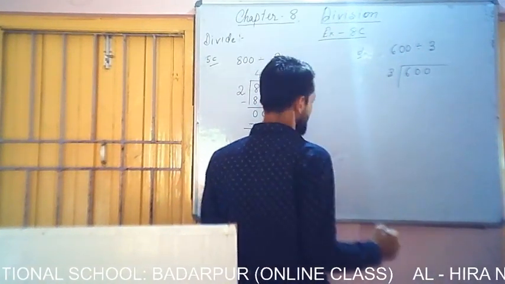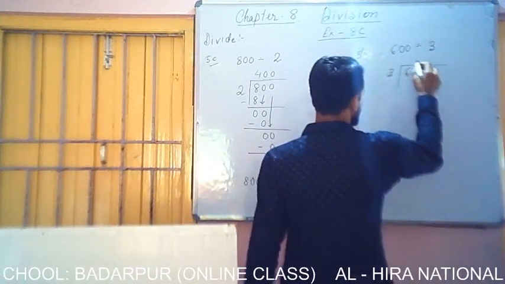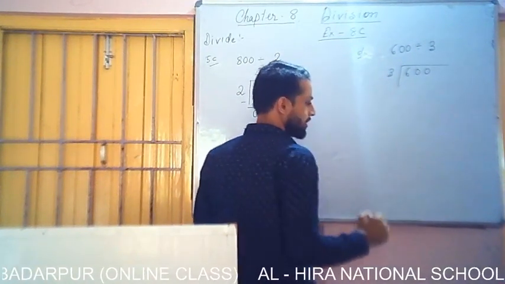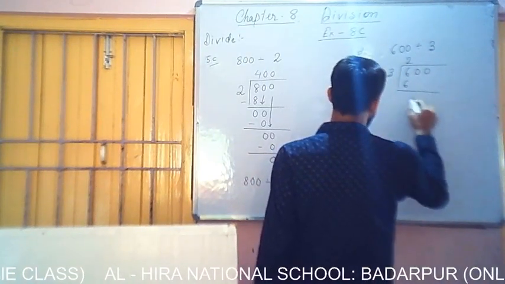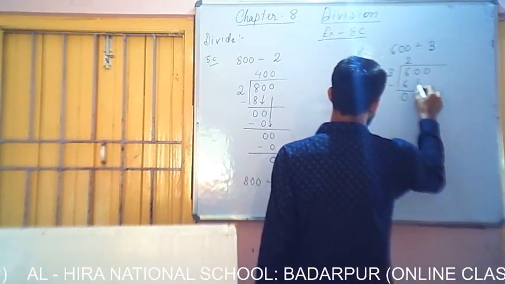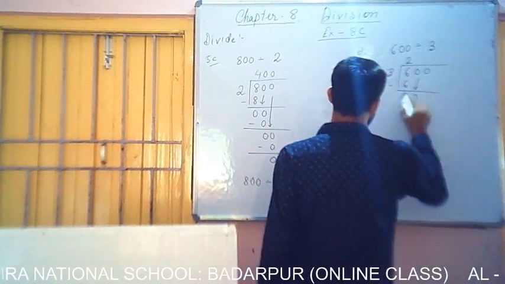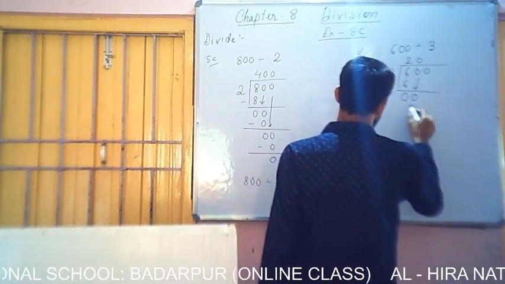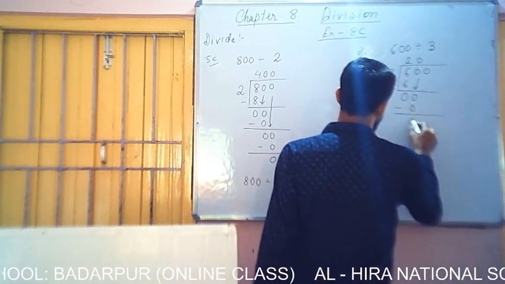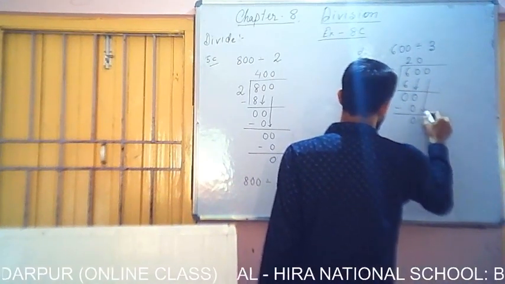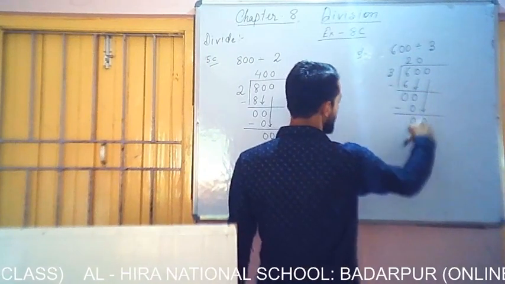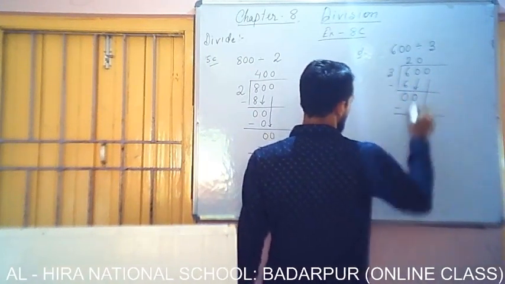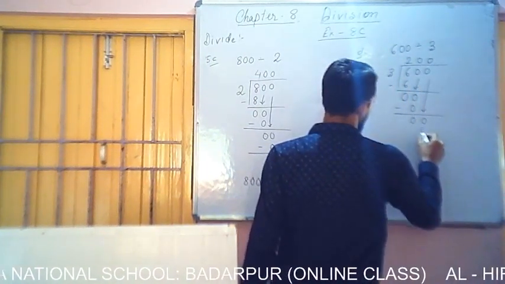So this is also a 3-digit number. So we have to start from the 100 place. That is in 100 place the digit is 6. 3 2s are what? 6. 6 minus 6 equals to what? 0. Bring down 0 tens. 3 into 0 equals to what? 0. Again 0 minus 0 equals to 0. Bring down 0 ones. Okay. So now you have to divide 0 ones by the divisor, that is 3. Again we have to write here 0.